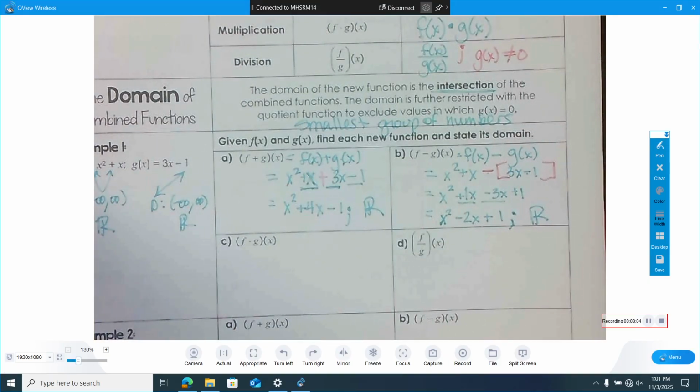Look how laggy it is. Super laggy. Okay, question so far? Adding and subtracting totally easy. Okay.